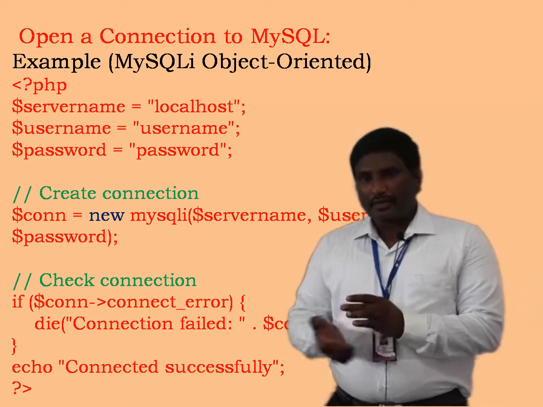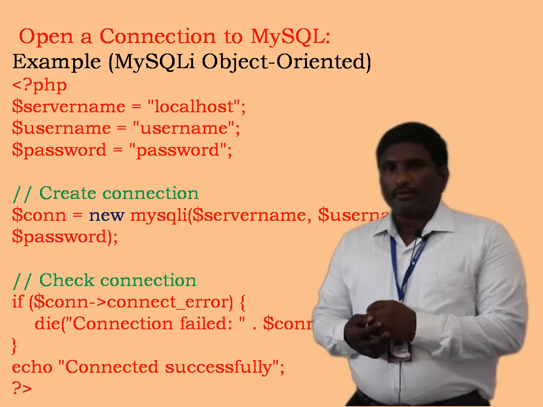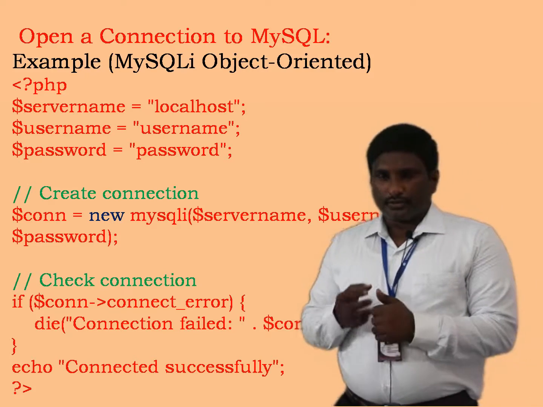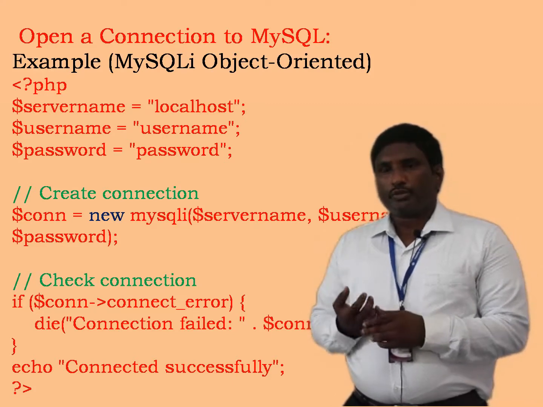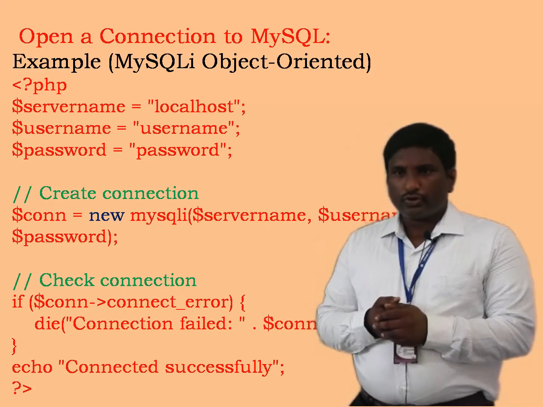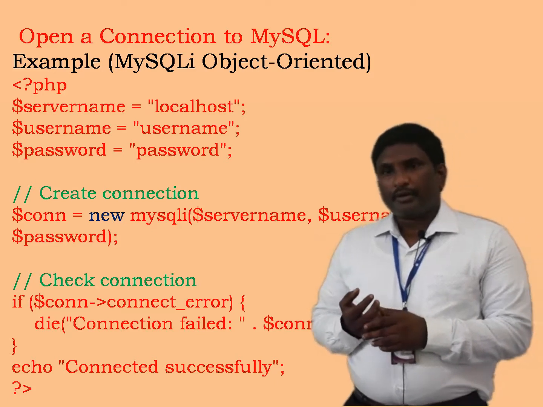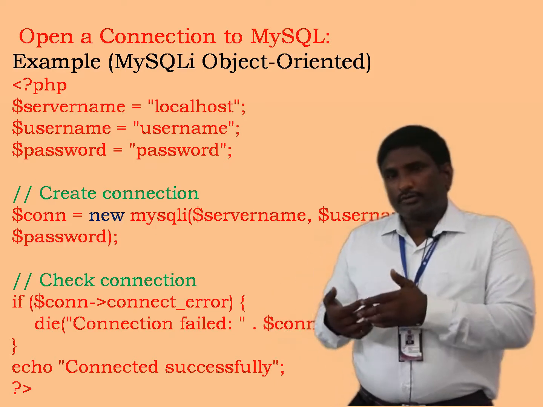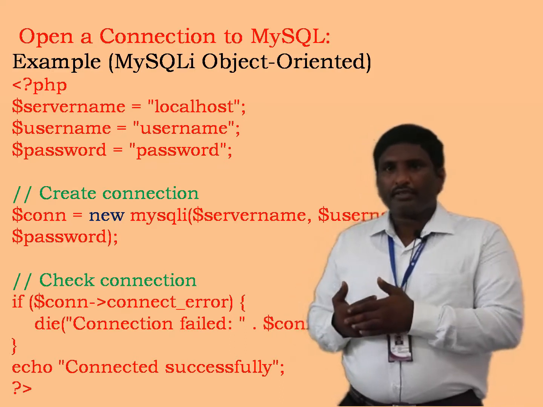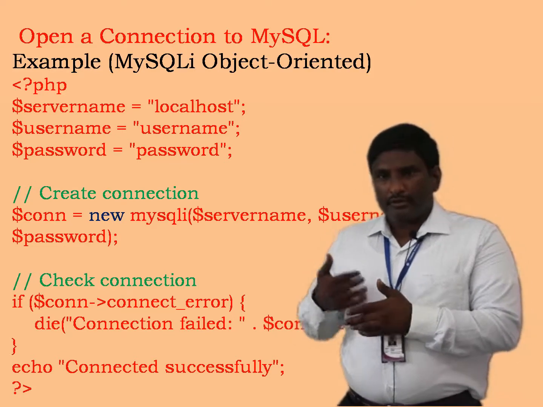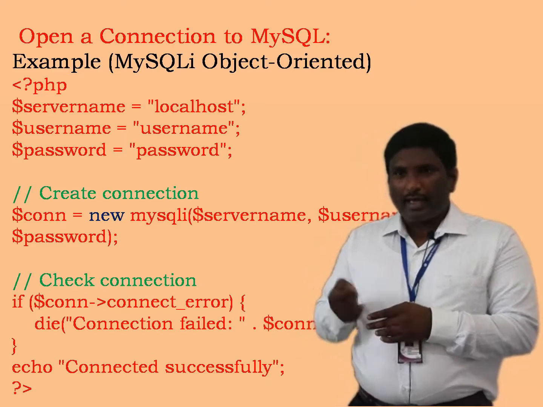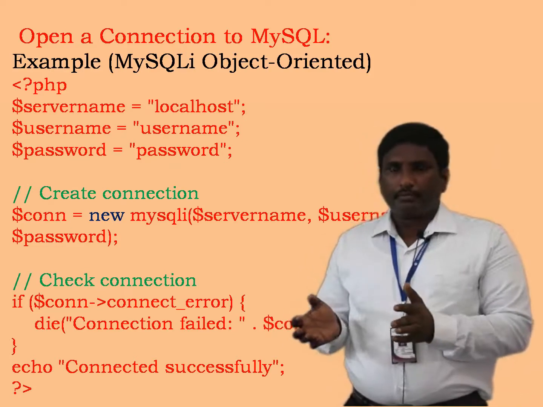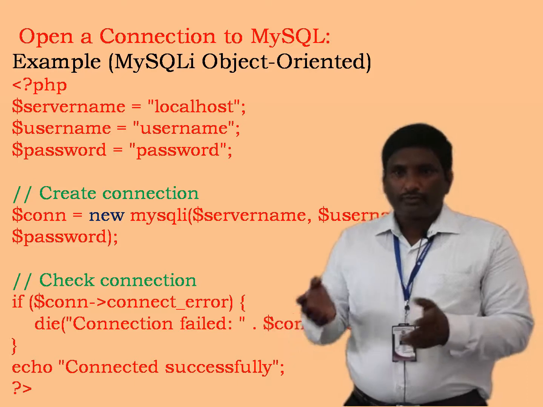In order to connect to the MySQL database, there are arguments we need to create. Those arguments I created as variables: $servername, $username, and $password. Because I am working with a local system, my PHP and MySQL are on my local system, so I use localhost as the server name. And for the username, by default the username for MySQL is root. If you want, you can write that there.